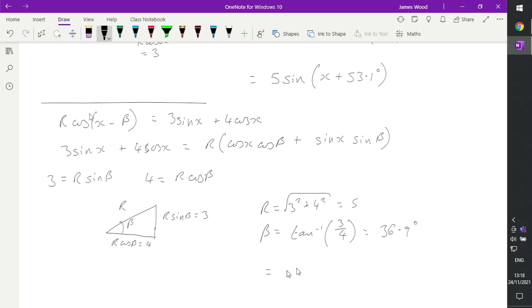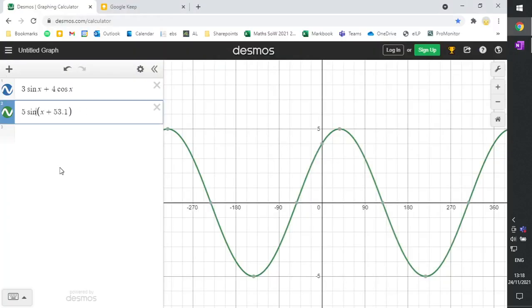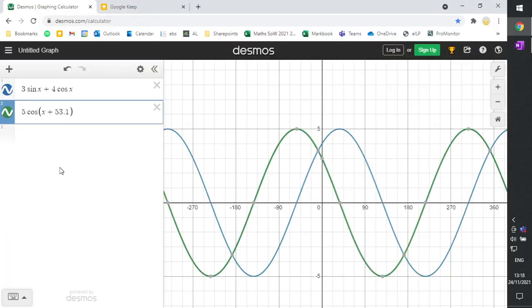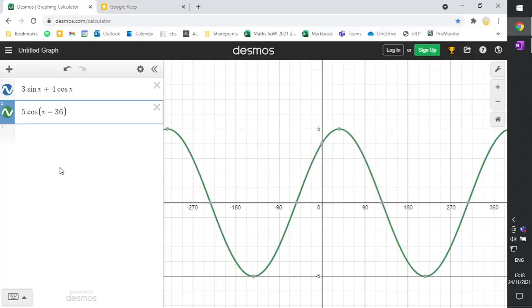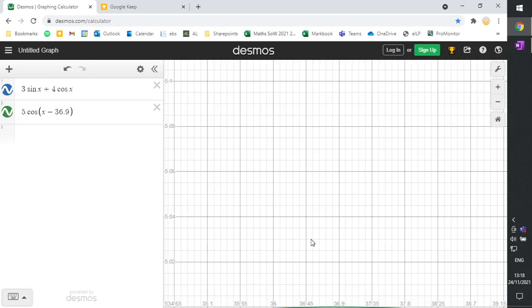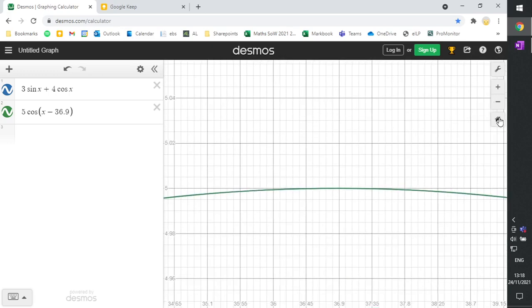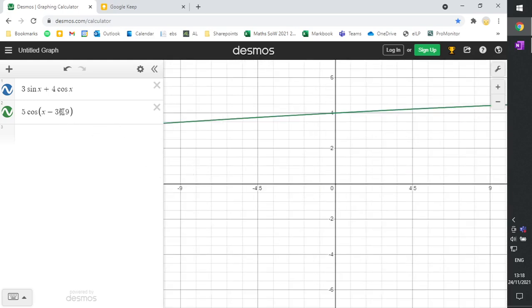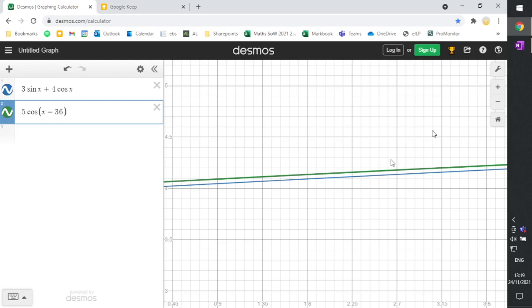Okay, so we can rewrite this as 5 cos(x minus 36.9). Again, let's test it on our graph here. So this is cos. Now I just need to change the number here. And we thought it was minus 36.9. Okay, and we can see they overlay pretty exactly. Obviously it depends on the accuracy of your decimal. If I zoom in enough, then they won't be quite overlapping, but this looks pretty good. For example, if I made it just 36 rather than 36.9, then that would be roughly right, but not exactly.